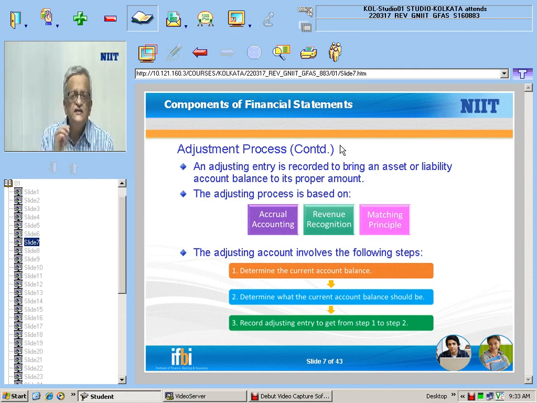The adjusting entry has to take care of all the accruals, deferrals, depreciation, provision for doubtful debts, provision for obsolete inventory, and provision for various uncollectible items. All these have to be taken into account. Only then can we say that the accounting standards have been complied with.